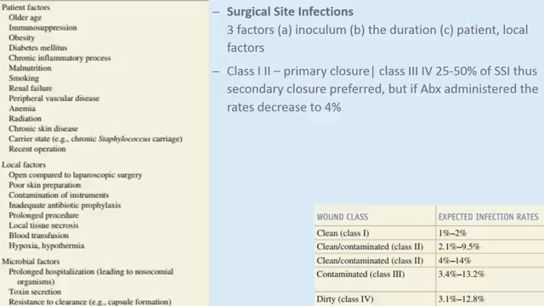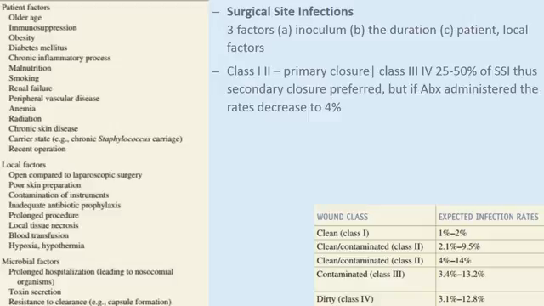Now, it so happens that the surgical site infections are related to certain factors. First of all, the degree of microbial inoculation. Second of all, the duration of the procedure. And third of all, the host factors.